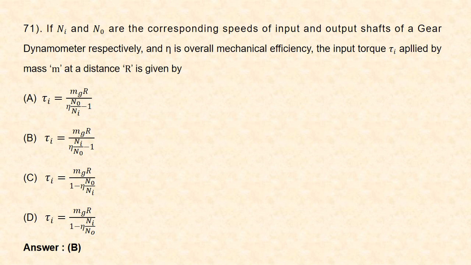Next question. If Ni and N0 are the corresponding speeds of the input and output shafts of a gear dynamometer respectively, and eta is the overall mechanical efficiency, the input torque tau I applied by mass m at a distance r is given by the following. The formula for the input torque is tau I is equal to mg into r divided by eta into Ni divided by N0 minus 1. So option B is the correct answer.